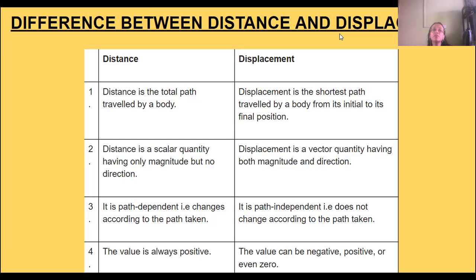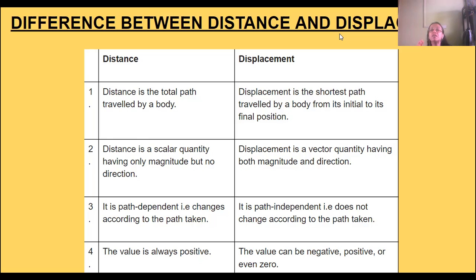Now, distance, we know, is a scalar quantity, that is, it has only magnitude but no direction. And displacement is a vector quantity having both magnitude and direction. That is, you need to write with the magnitude which direction the object is moving in. That will be the displacement of that object.